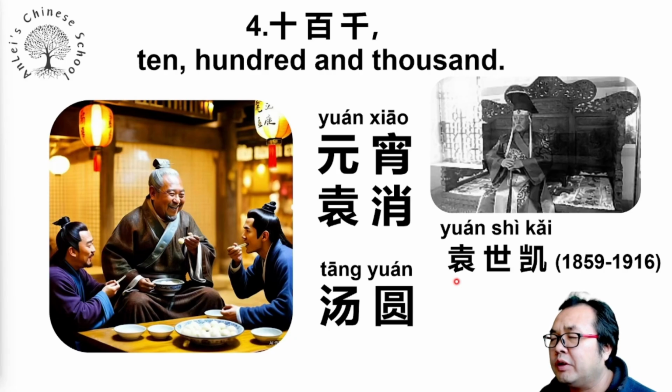As I mentioned before, the first president of the Republic of China, Yuan Shikai, restored the monarchy and became emperor. So Chinese people all hated him and cursed him. And he thought his surname Yuan, in Yuan Xiao, has the same pronunciation as disappear, like Chinese people wanted him to disappear. So he changed the name to Tang Yuan, soup round.